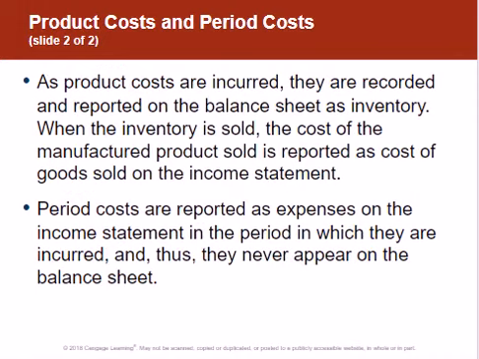As product costs are incurred, they are recorded and reported on the balance sheet as inventory. When the inventory is sold, the cost of the manufactured product sold is reported as cost of goods sold on the income statement. Period costs are reported as expenses on the income statement in the period in which they are incurred, and thus they never appear on the balance sheet.